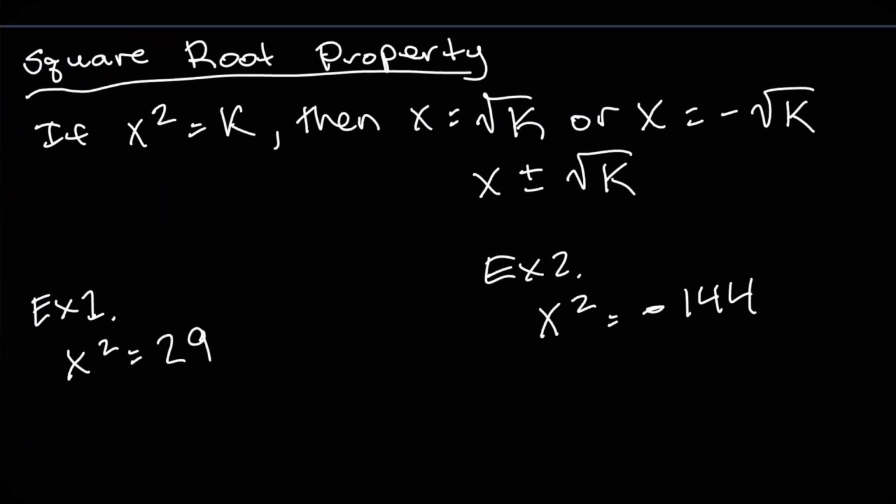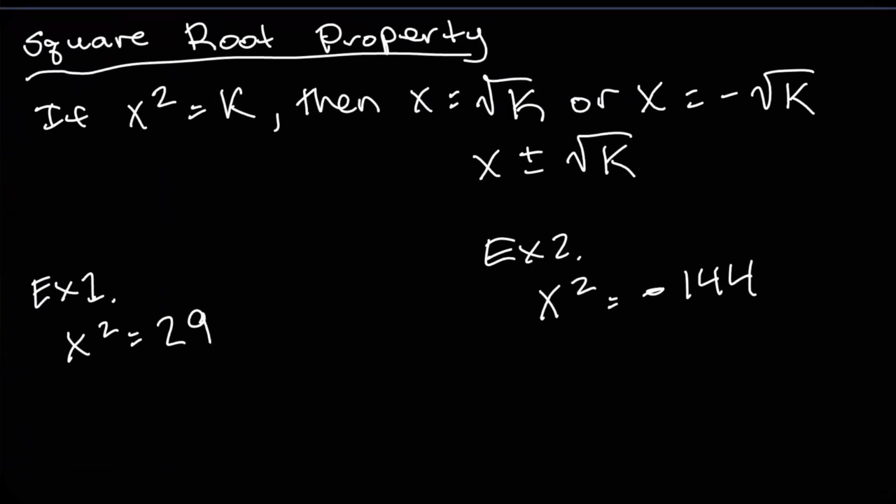Okay. So square root property, let's take a look at this. If we have x squared equal to k, then x is equal to the square root of k, or x is equal to negative square root of k. And we can also write that as x equals plus or minus the square root of k.